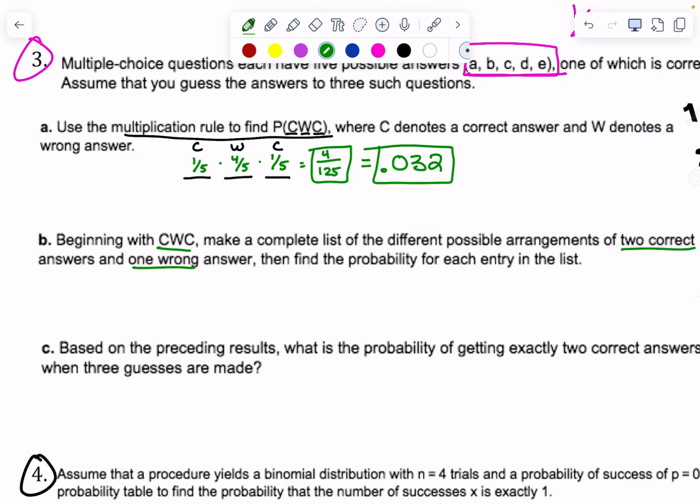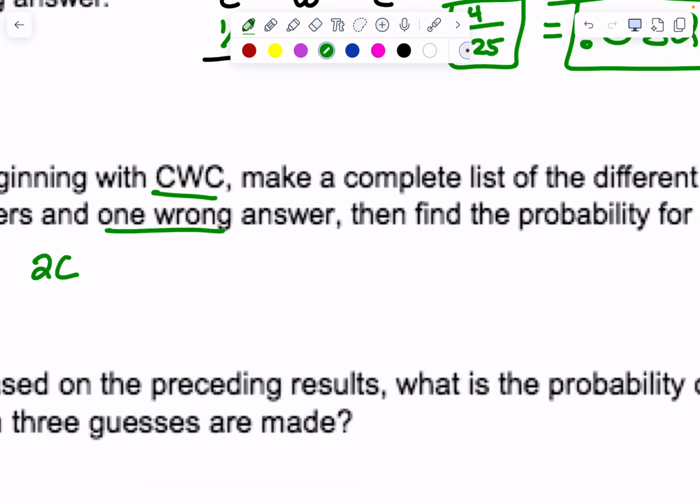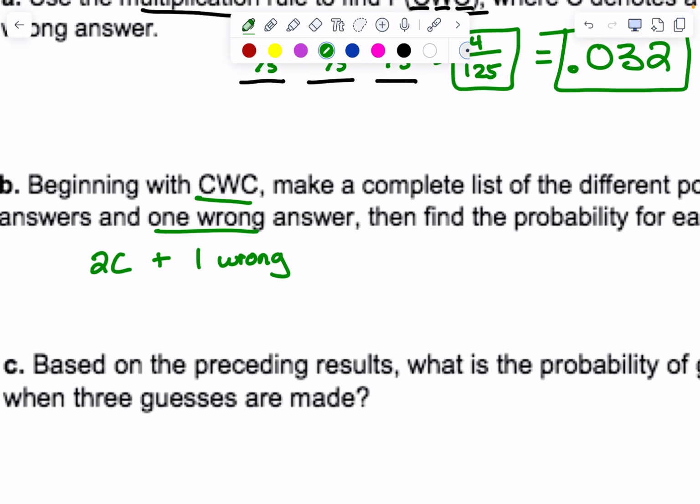correct and 1 wrong answer, okay? So now, I want just 2 correct answers and 1 wrong answer. So that means if I want 2 correct and 1 wrong, I could have gotten CWC, or it could have been something else.